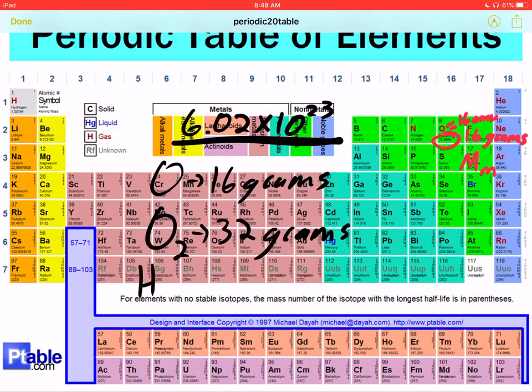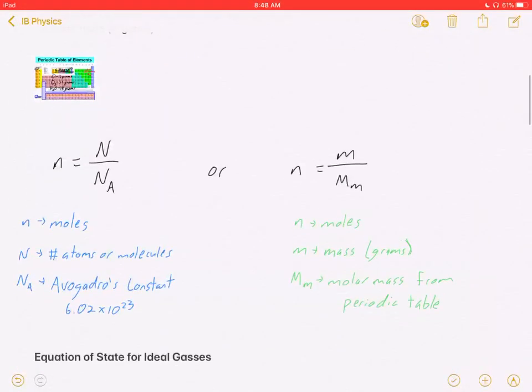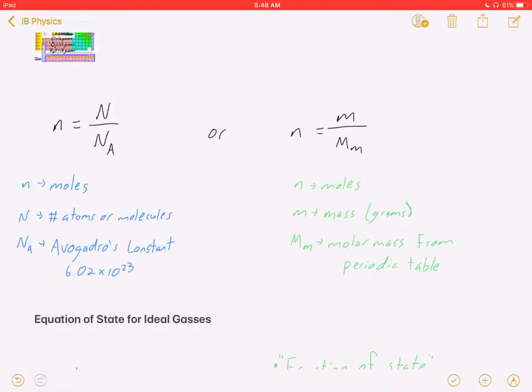For water, H2O, I would end up needing to add my oxygen with the hydrogens, which are about 1 each. So I would have 2 hydrogens, that's 1 plus 1, 2, plus the 1 oxygen, that's 16. I would need about 18 grams to have a mole, 6.02 times 10 to the 23rd molecules of water. So here are your equations that you are already familiar with, and this first one's given to you in the IB packet here.